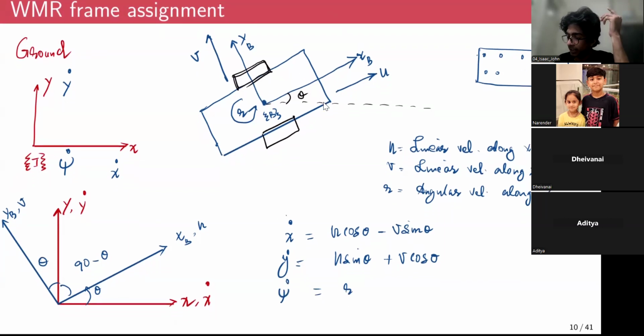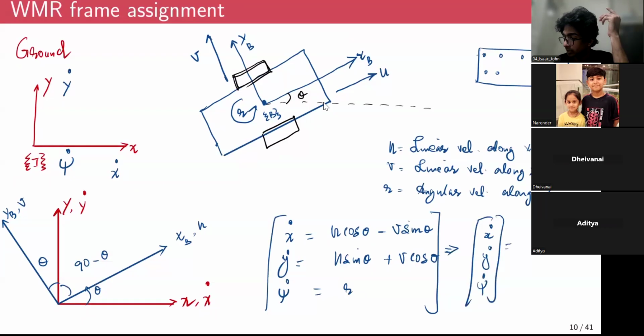So you can write this mapping in matrix and vector form like so: x dot, y dot, psi dot is, cos theta, minus sine theta, 0, then sine theta, cos theta, 0, and 0, 0, 1. This multiplied by u v r.